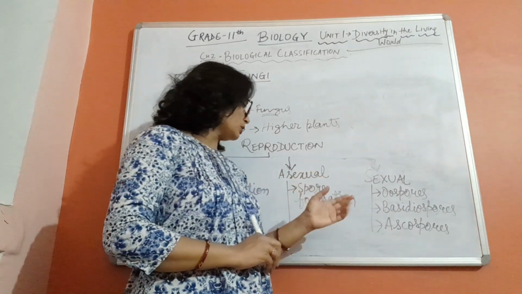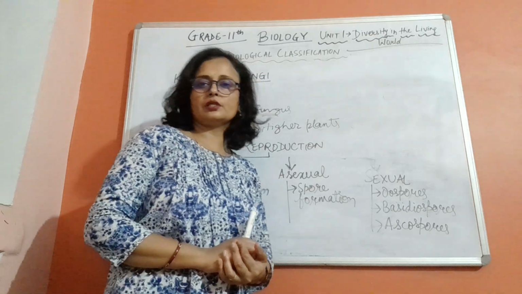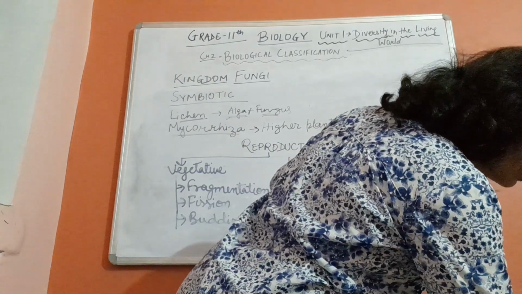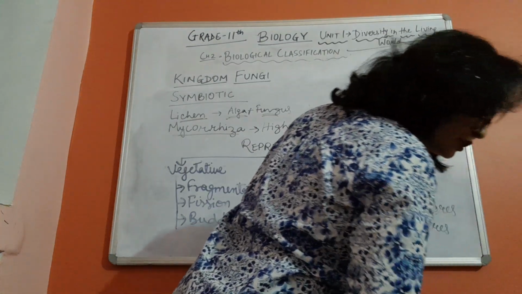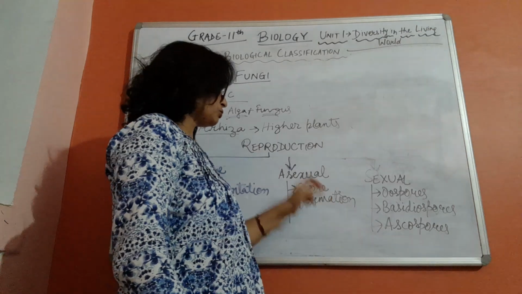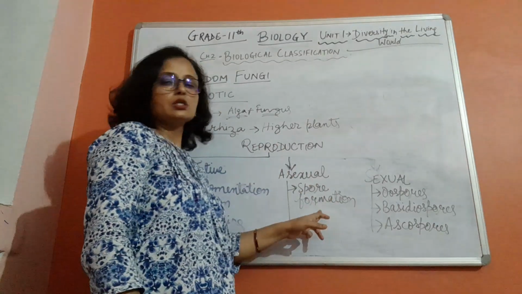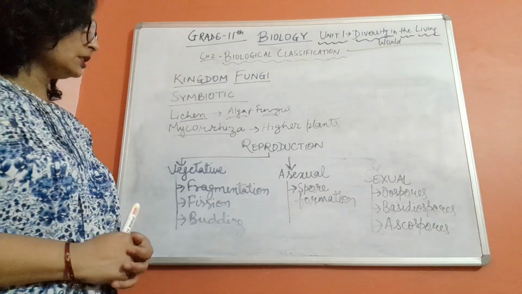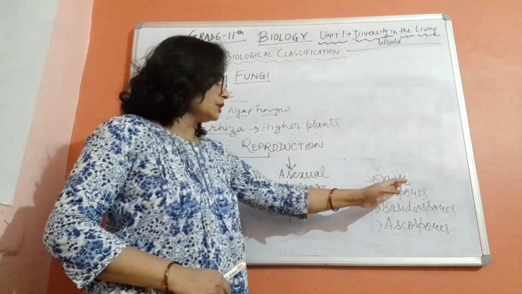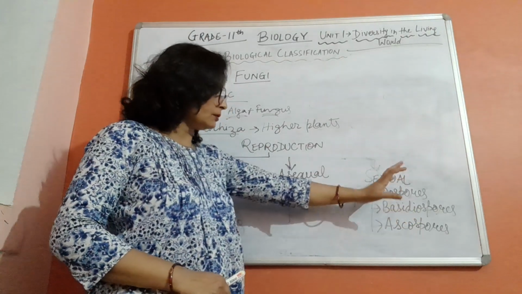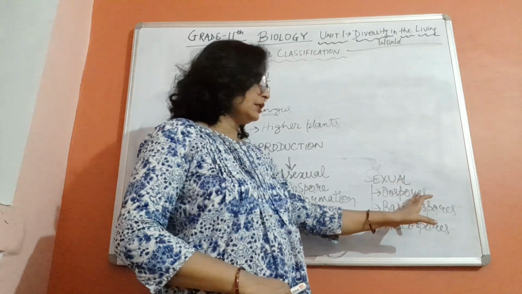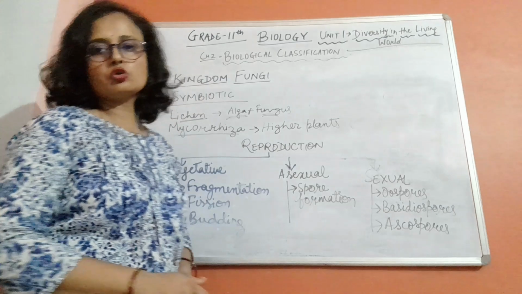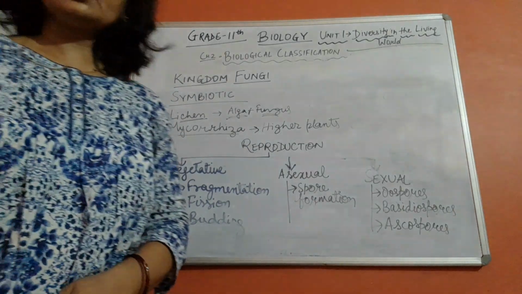Now asexual means. Spore formation is the method for asexual means. Basically conidia, sporangiospores and zoospores are formed in the spore formation. Now the last one is sexual reproduction. Sexual reproduction takes place again by a kind of spore formation, that is oospores, basidiospores and ascospores. So all the three means of reproduction take place in fungi.